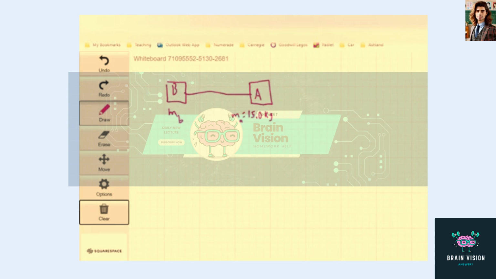A force of 60 newtons is applied to block A. The amount of time is 5 seconds. And block A moves, and therefore block B would also have to move 18 meters to the right.